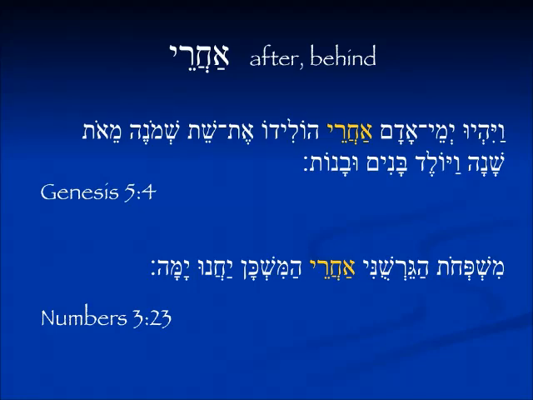In Numbers 3:23, Mishpachot haGershoni acharei haMishkan yachanu yama. Speaking of the location of the encampment of the different tribes, talking about the Gershonites. They are part of the tribe of Levi, and they are parked behind the Mishkan towards the west, after in time or behind in place. We don't really see a sense of smichut.